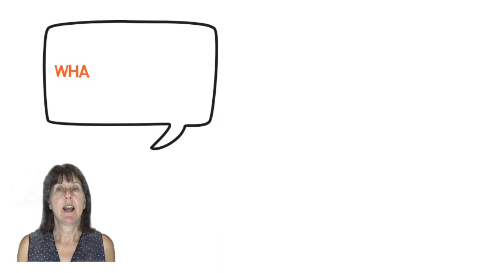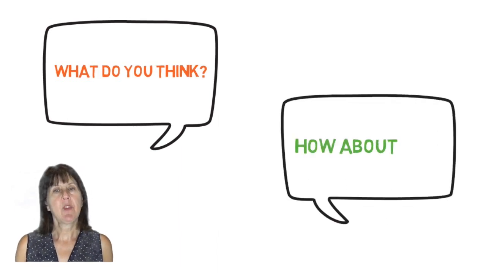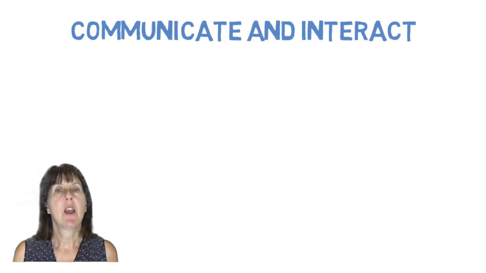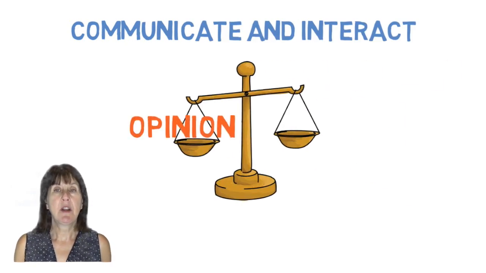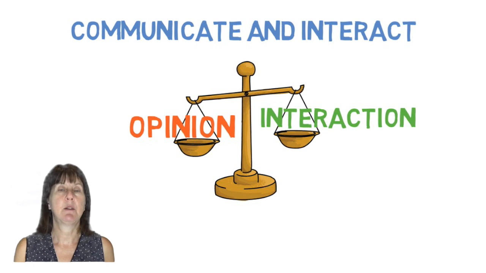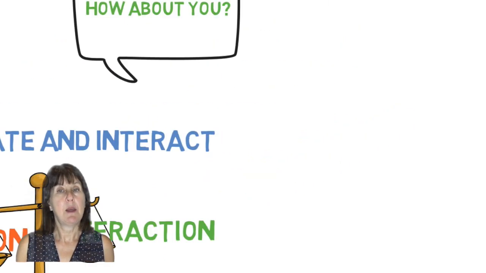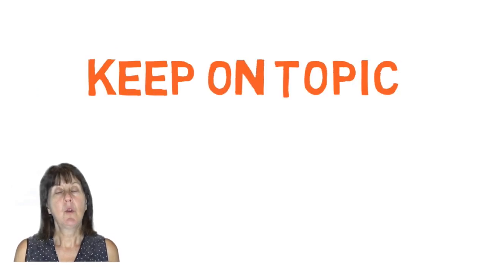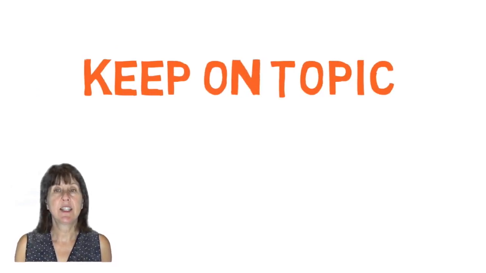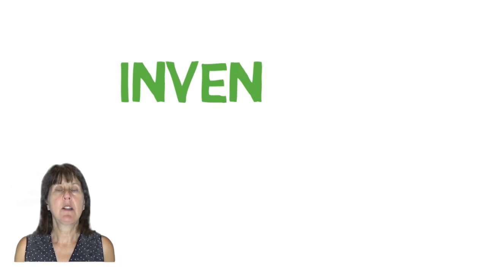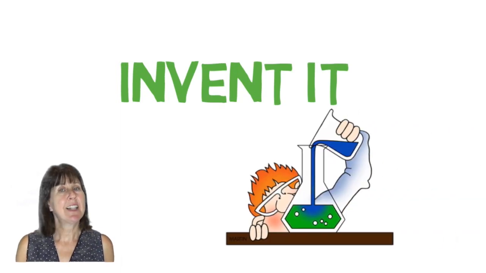So remember to react to what your partner says. What do you think? How about you? Remember you're marked on how you communicate and interact, but balance the time with expressing your opinion and interacting with your partner. Keep on topic. What do you say if you can't think of anything to say? Make up your answer. Invent it. The examiner is looking at your English and will not mind if it's not actually true.